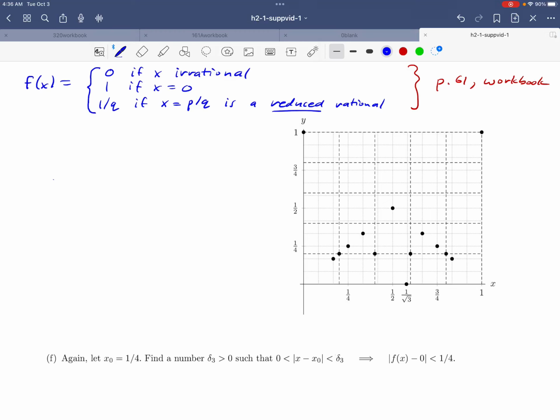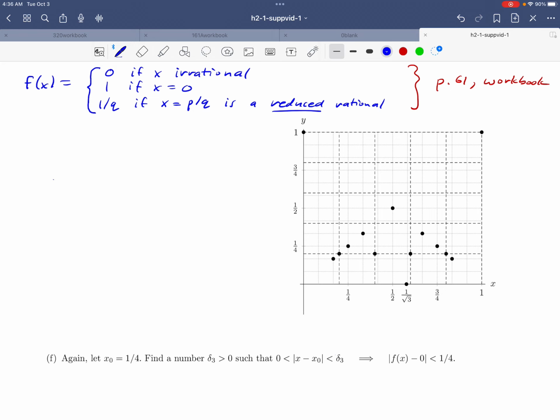Hi everybody, and welcome back to our continuation of the ruler function from page 61 of the workbook. In the last video, we reviewed the process of taking this definition of our ruler function and plugging in some numbers, and we noticed the different behavior depending on whether we plug in rational or irrational numbers. In this next video, we want to consider the problem of whether or not this function has a limit.